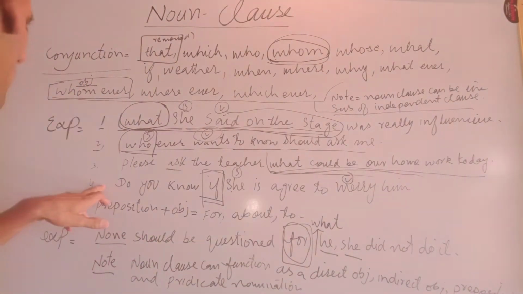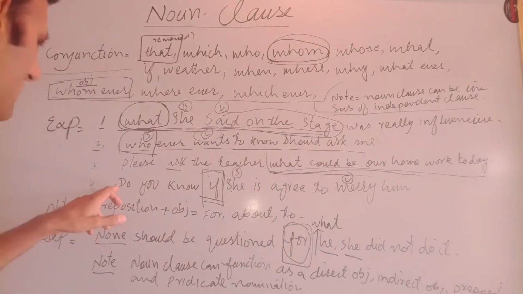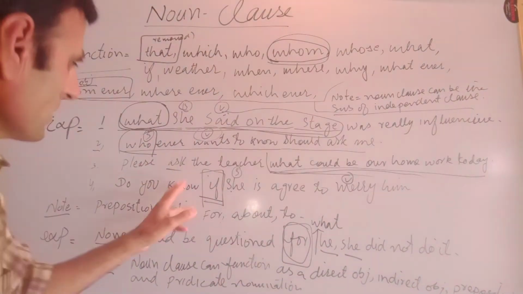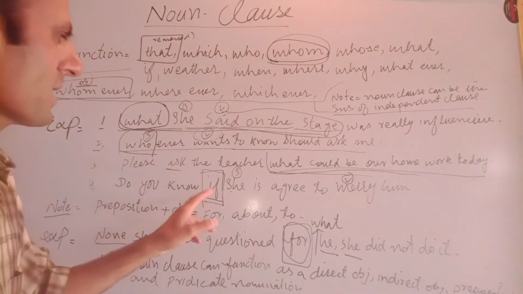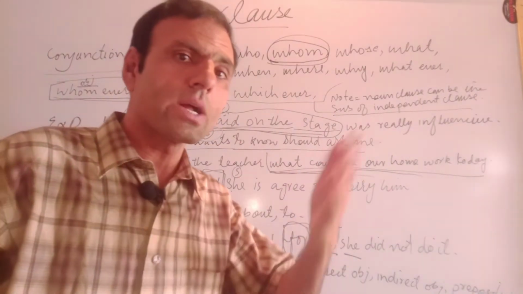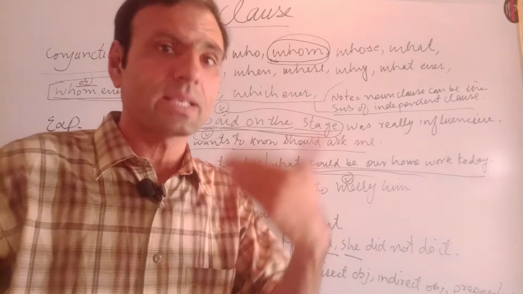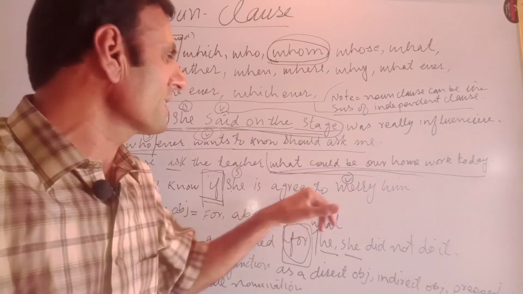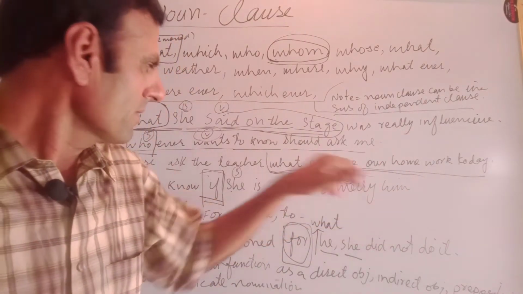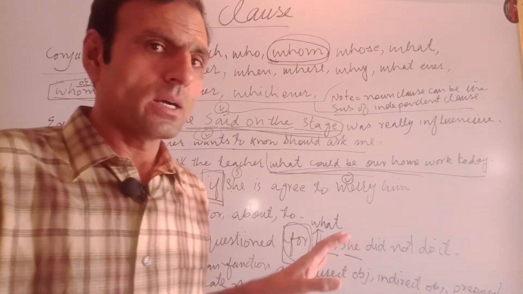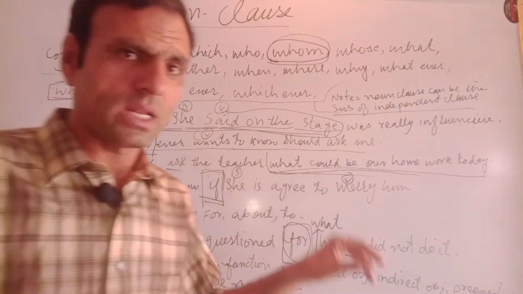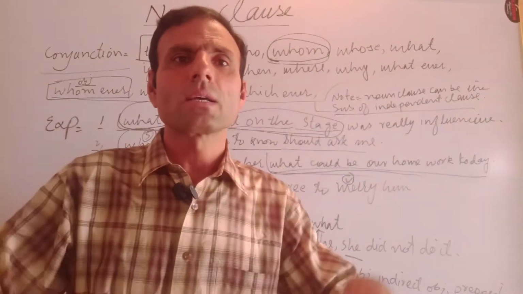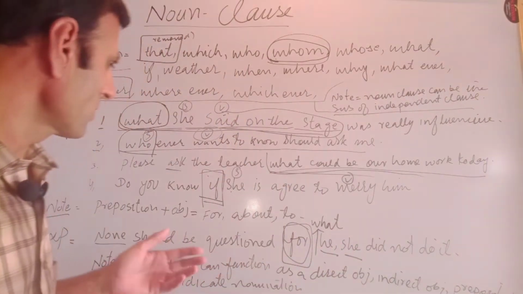Okay, number 3. Do you know if she is agreed to marry him? Now, if is working here as a question, because we are asking about some information. So if works here as a question. If she is agreed to marry him: marry is a verb and she is a subject. This is our noun clause. Whether or if are used in a noun clause to ask a question or to know some information.